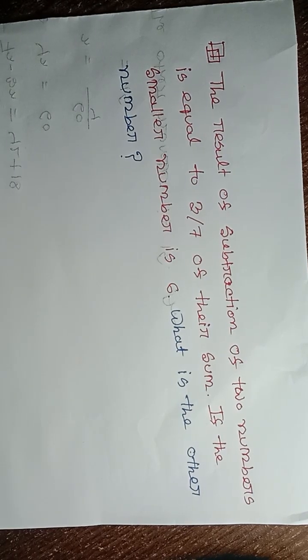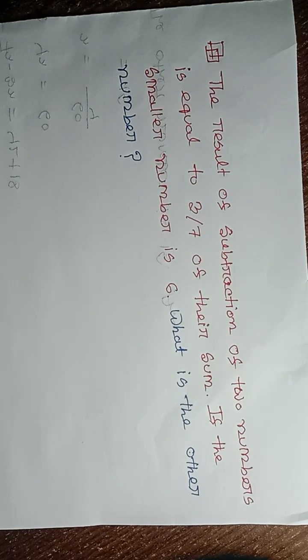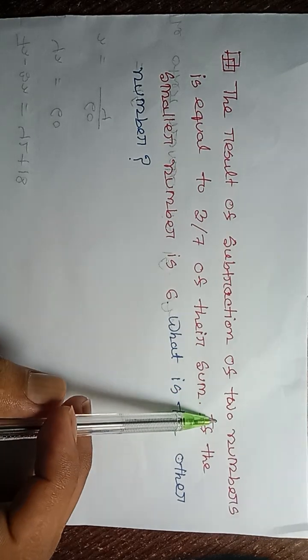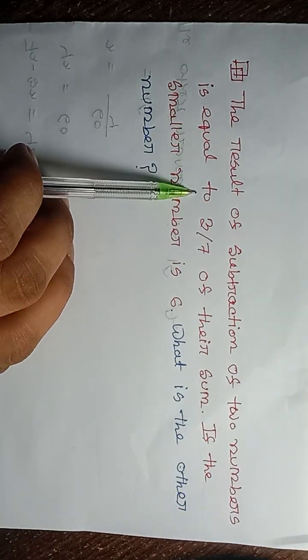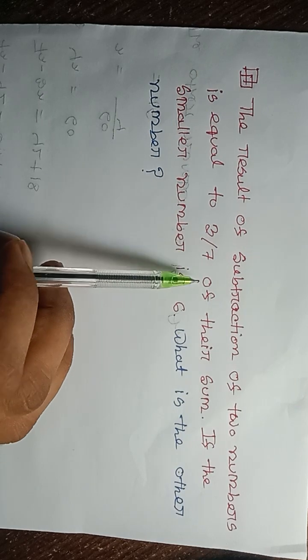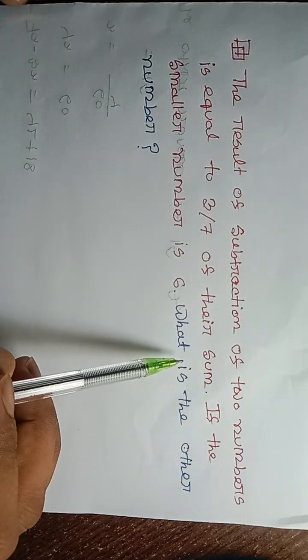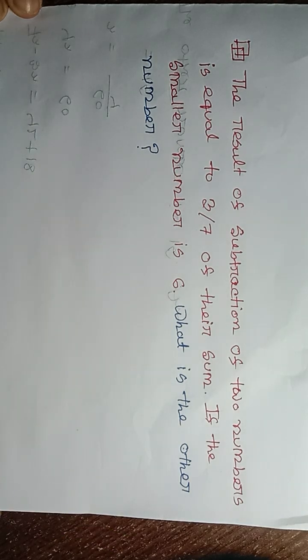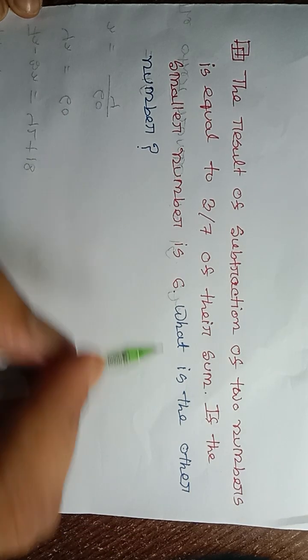Hello everyone. In this video, I am going to show an interesting math problem. The difference of two numbers is equal to 3/7 of their sum. If the smaller number is 6, what is the other number?